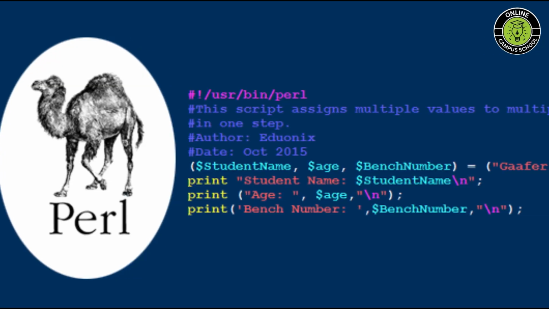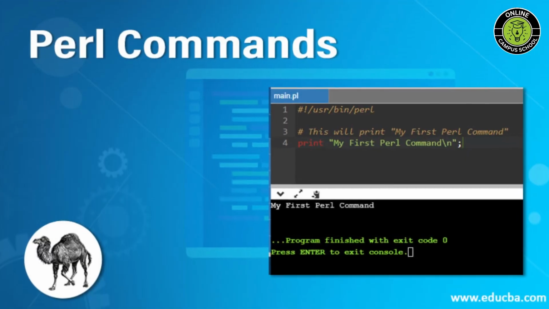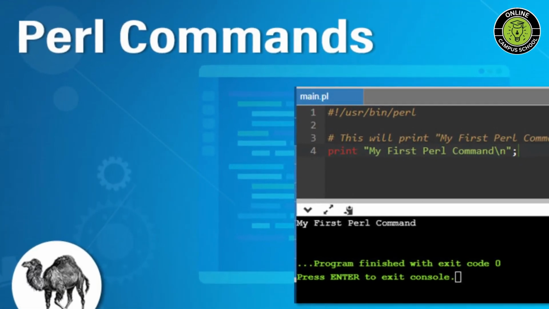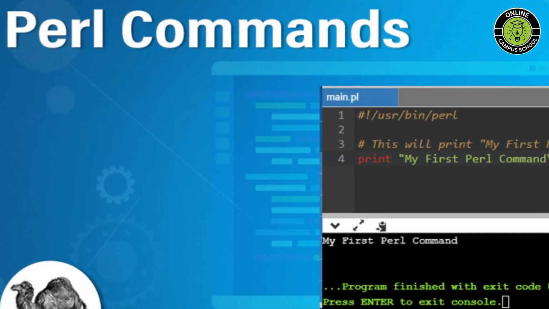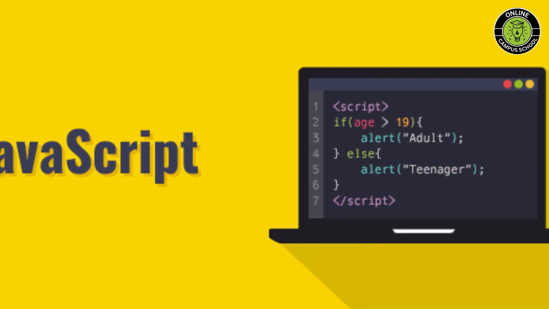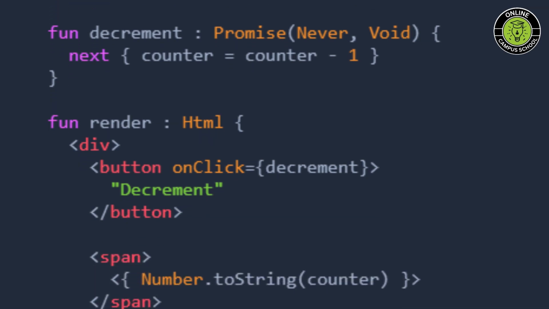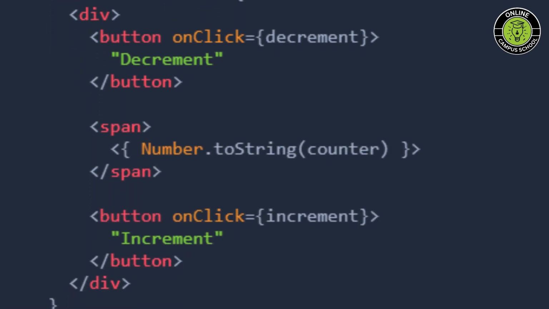4. Perl. Known for its text processing capabilities, Perl was a favorite for system administration, CGI scripting, and web development. 5. JavaScript. Created in 1995 by Netscape, JavaScript became essential for client-side web development, adding interactivity to web pages.